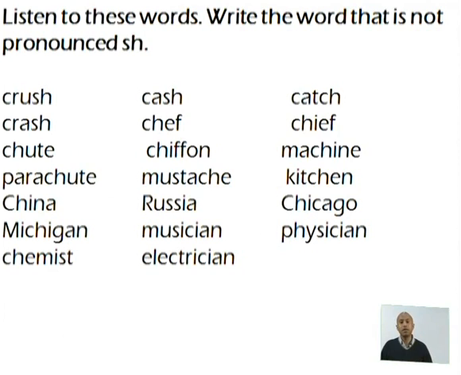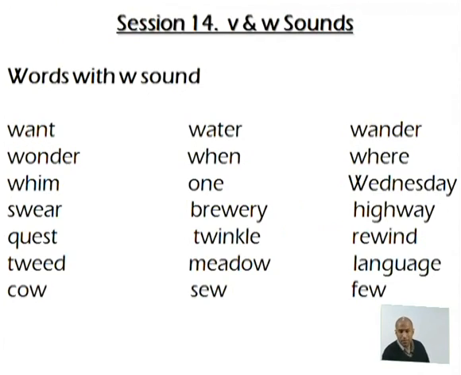And in the third column we have catch, the very first word does not have the sh. Chief, again, does not have the sh, it has a ch. Machine has a sh. Kitchen has a ch, good, does not have the sh. Chicago has the sh. Again, Chicago, a place in the United States of America. And physician has the sh again. Yes, it's just an activity for us to see how we're producing the sh and listening for the difference between the ch, the sh and the j.